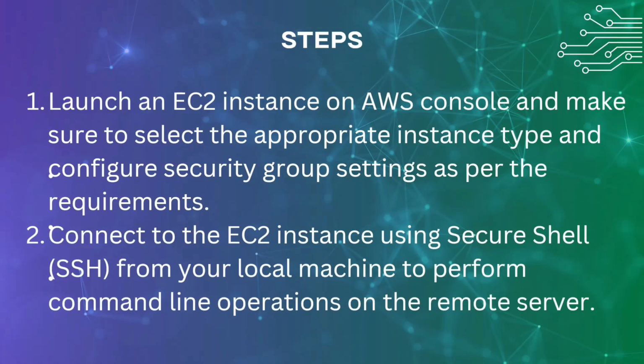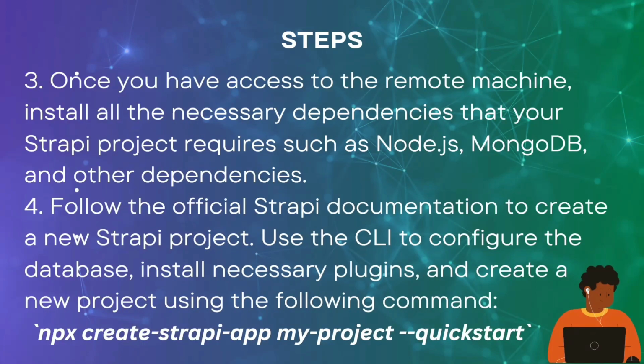The steps we have to follow to deploy our app on AWS EC2 service. Step 1. Launch an EC2 instance on AWS console and make sure to select the appropriate instance type and configure security group settings as per the requirements. Step number 2. Connect to the EC2 instance using Secure Shell SSH from your local machine to perform command line operations on the remote server. Step number 3. Once you have access to the remote machine, install all the necessary dependencies that your Strapi project requires, such as Node.js, MongoDB, and other dependencies.